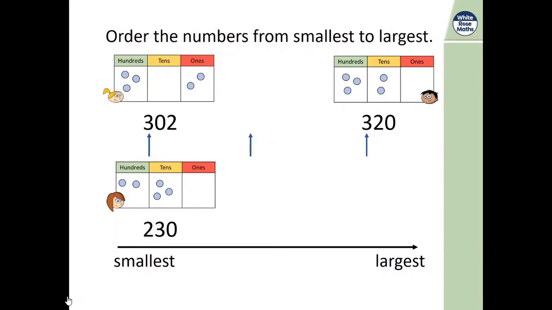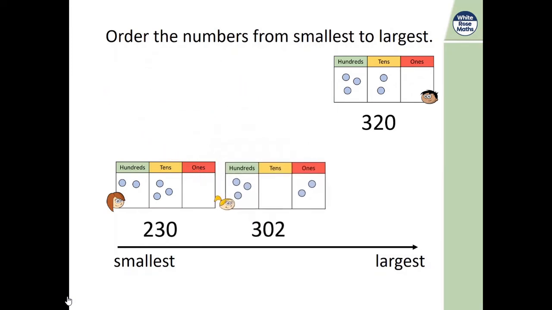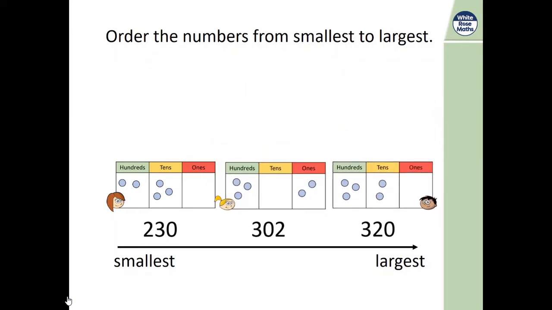These numbers both have 300s, so we need to compare the tens. Eva's doesn't have any tens at all, and Amir's has 2 tens. So Eva's number must be the next smallest, and Amir's is the largest. Now the numbers are in ascending order from smallest to largest.